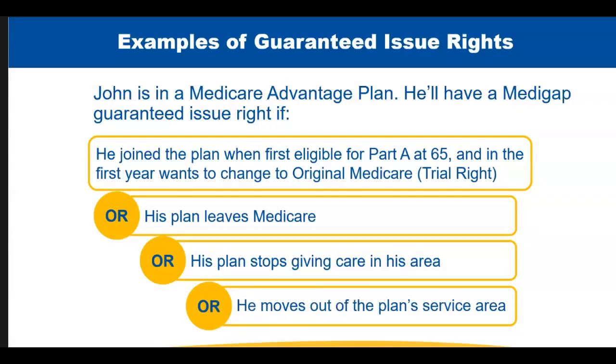Or he moves. So he lives in New England and he's got a Medicare Advantage plan that covers the New England area, and he moves to California, which his Medicare Advantage plan is not servicing. So he could go back to original Medicare and pick up a Medigap plan, or he could pick up another Medicare Advantage plan. But the guaranteed issue right is the term we use to describe being able to pick up the Medigap plan.